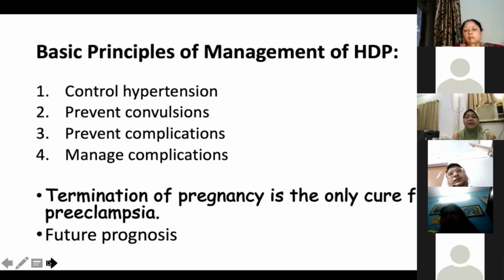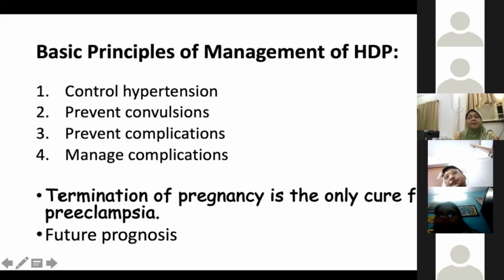Now, how do you manage? The basic principles of management are, you need to control the hypertension first and foremost, and also prevent convulsions. And then you have to prevent the other complications I told you, isn't it? Renal damage, postpartum hemorrhage, all those complications, DIC. And then you also should know how to manage the complications if they have already occurred or she's coming late to you.